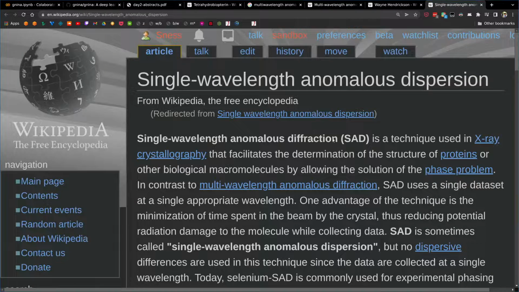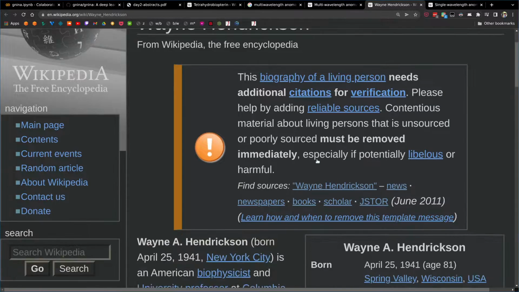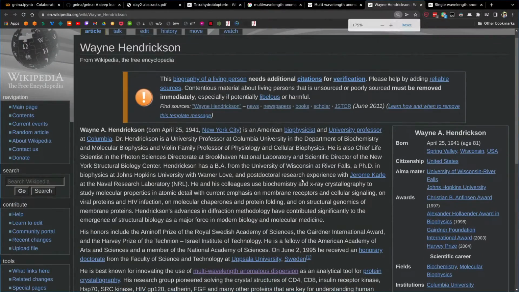And here's SAD. And it helps to solve the phase problem because there's certain atoms that diffract the X-ray photons anomalously. And you can use that to solve the phase problem. Wayne Hendrickson. Okay, back to here.